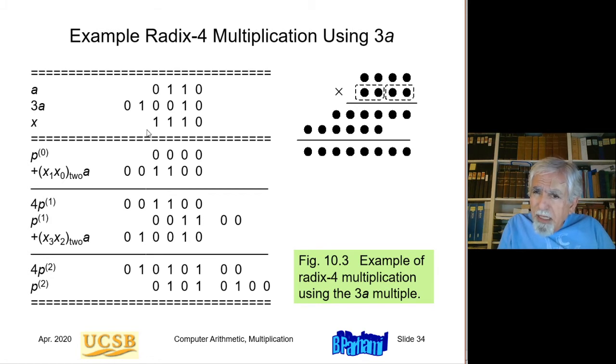Next, I look at x3, x2. That's 1, 1, which is 3. 3 times a is this value, so I just copy that here. Add. That's 4 times P2. And then right shift, that's P2.